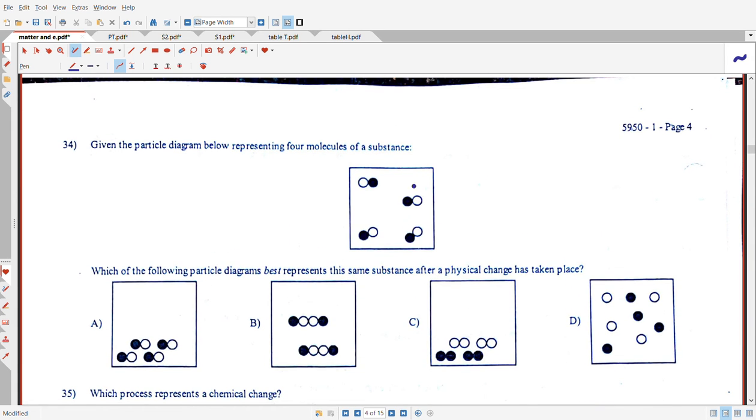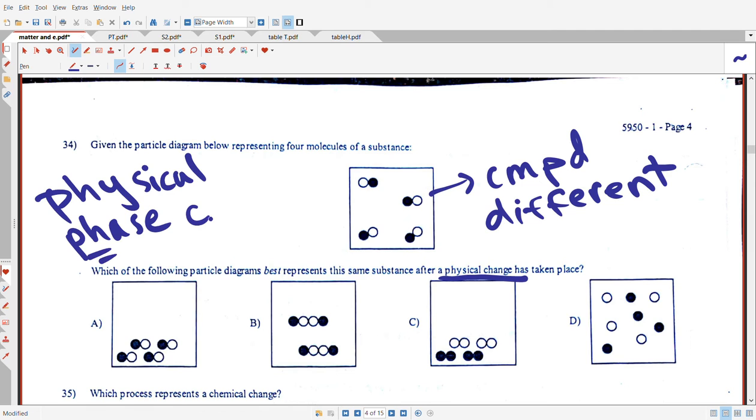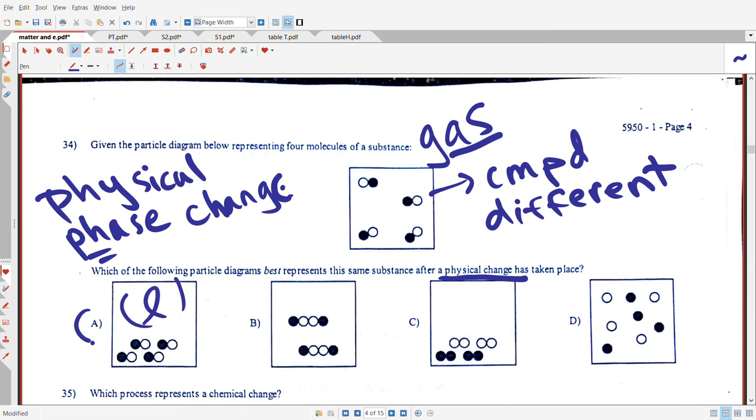Just looking at this substance here, I know it's a compound because it's two or more different elements chemically combined. Now, we want a physical change. So when you think of a physical change, you're going to think of a phase change. Here, because they're all spread out, we're going to assume it's a gas. Now here, it's the same. It's black and white, but they're closer together, so this is probably a liquid.